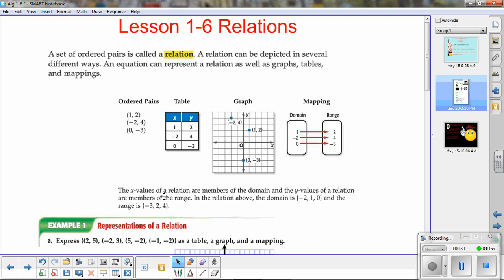The x values of a relation are members of what's called the domain. So that's the x numbers are the domain, and the y values are the range. The way I keep these two straight is I just think alphabetical: x, y, domain, range. Domain comes before range in the alphabet, x comes before y. So the domain has to do with the x values, and the range has to do with the y values of a relation.